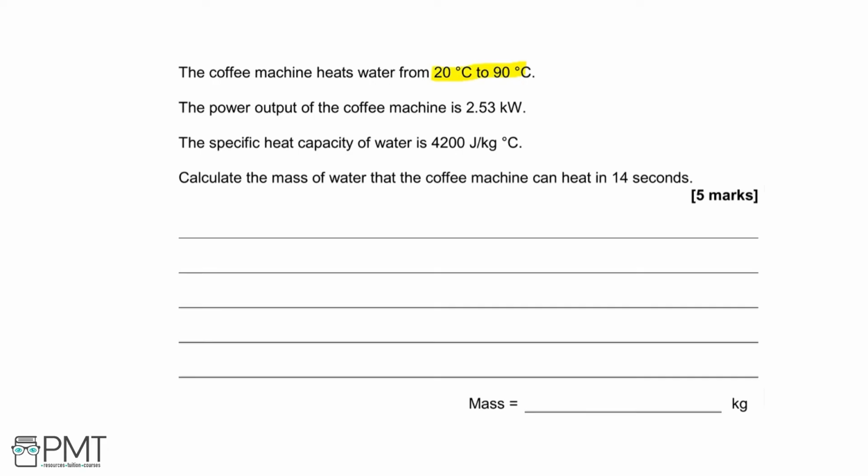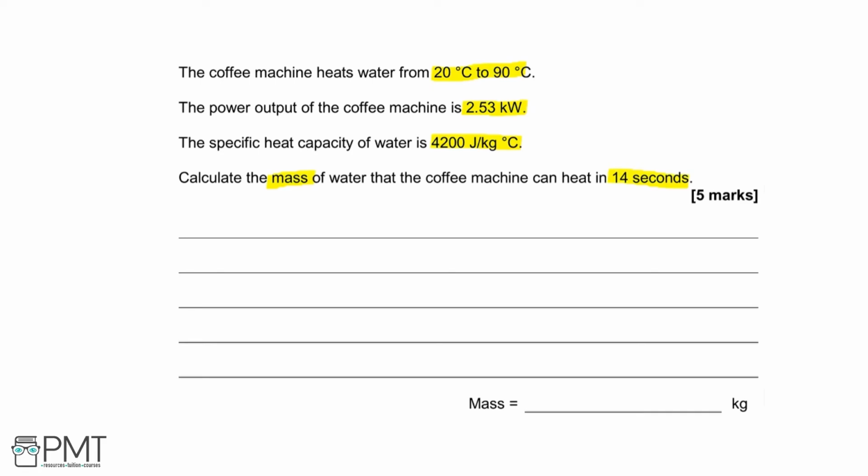The coffee machine heats water from 20 degrees Celsius to 90 degrees Celsius. The power output of the coffee machine is 2.53 kilowatts. The specific heat capacity of water is 4,200 joules per kilogram degrees Celsius. Calculate the mass of water that the coffee machine can heat in 14 seconds.